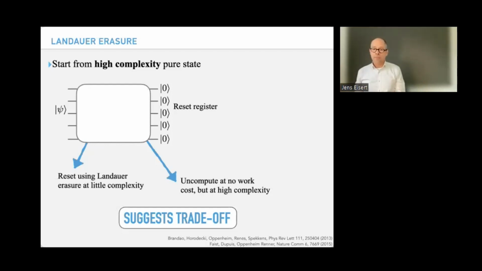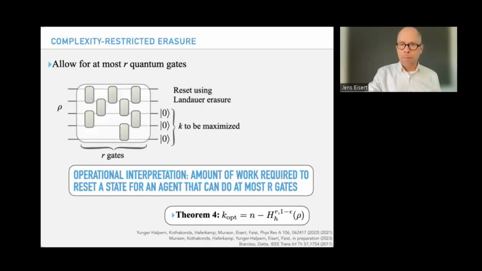We uncompute the state. That's possible, but that might require high complexity, but there's no work cost coming along with this. If circuits don't cost work, then you could just undo this at high investments of complexity. Or you could just say, cut the losses, we just reset the thing. And then you can use Landauer's principle to erase the system at little complexity, but you have to invest the work dictated by the Landauer principle. So that already suggests that there's a trade-off between notions of complexity and notions of entropy.